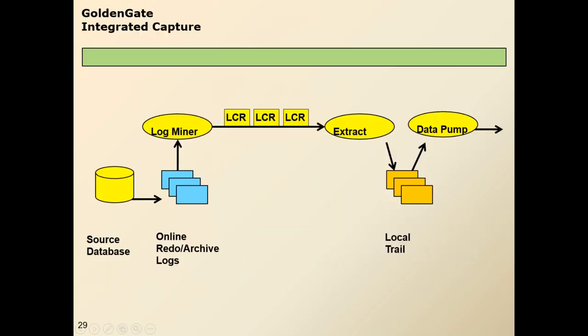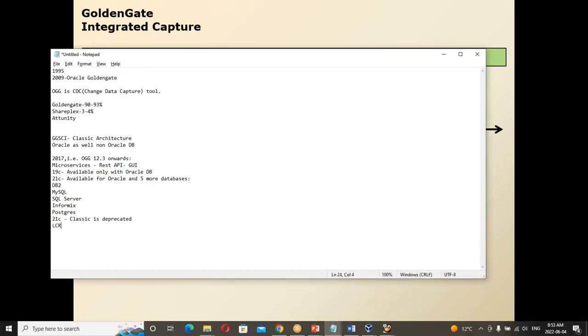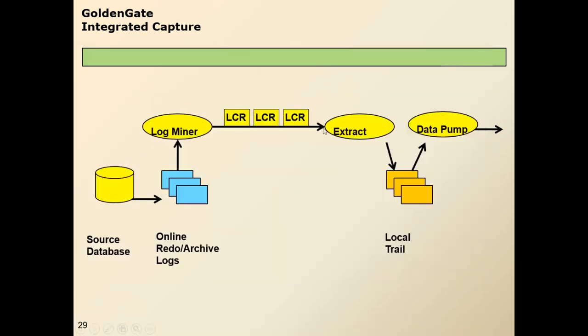In case of integrated capture, there is a log miner database which gets built. Whatever changes are getting written to redo logs, a copy of those changes gets written to the log miner database. Whatever changes are needed by the extract process, log miner passes on those changes in the form of LCR. LCR stands for logical change records. So log miner passes the changes to the extract process in the form of LCR. That is the difference with integrated capture.